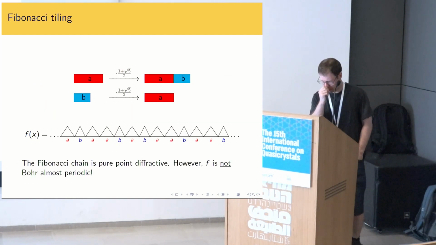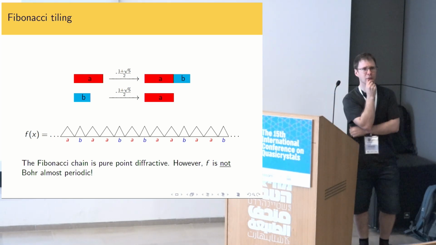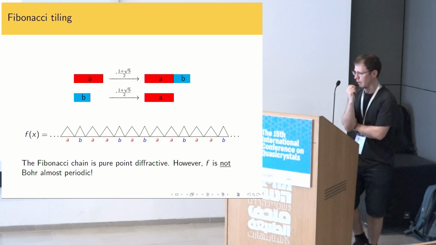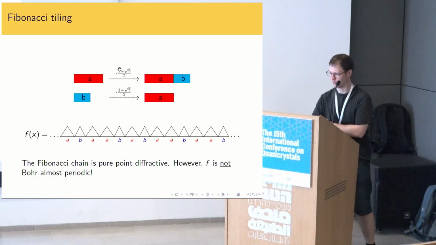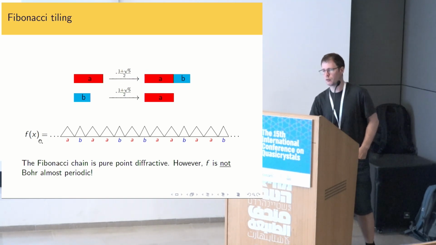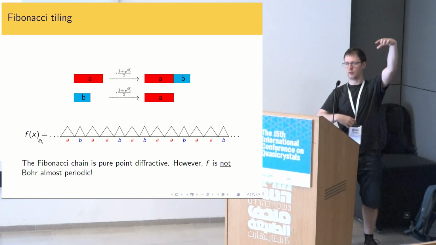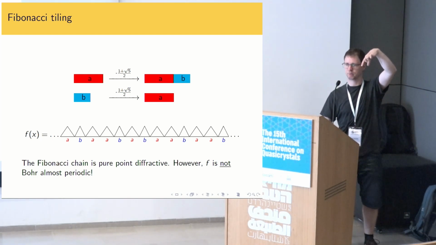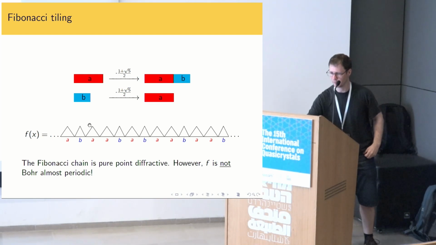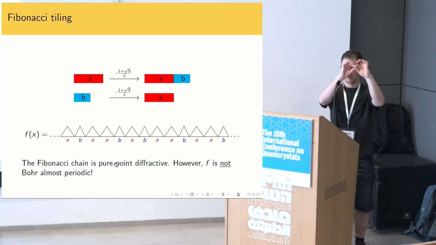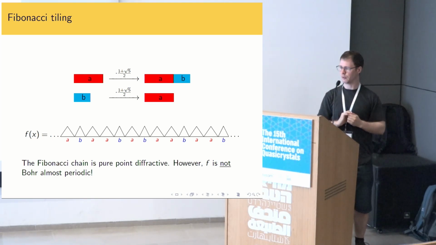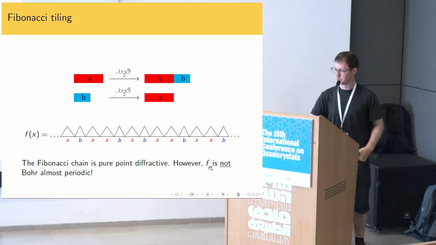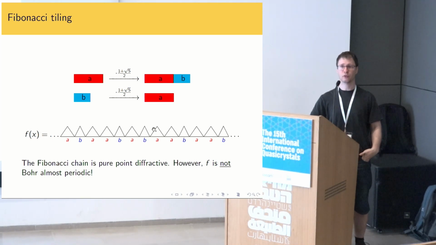And let us consider one famous guy we all know, Fibonacci. Mark already described how you can build the Fibonacci chain, so I think I can skip this part. What we do now, we have the Fibonacci chain with our tiles, and on every tile we put a triangle of height 1. And this is our function, this triangle once. And we all know if we have a Fibonacci chain and we consider the diffraction, it's pure point. But the function f itself, this one, is not Bohr almost periodic.